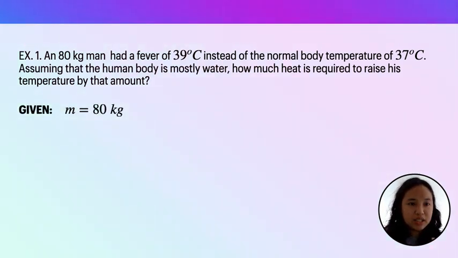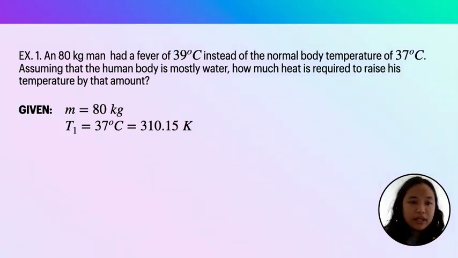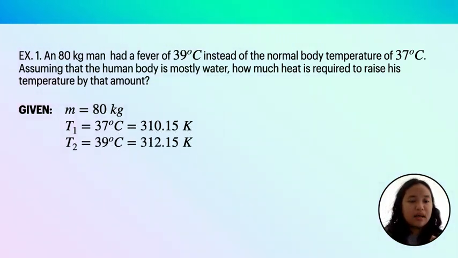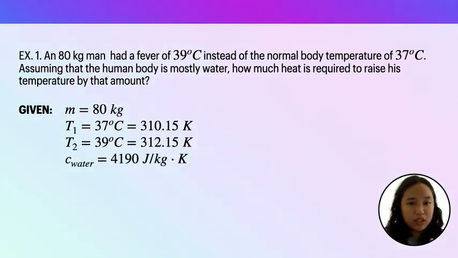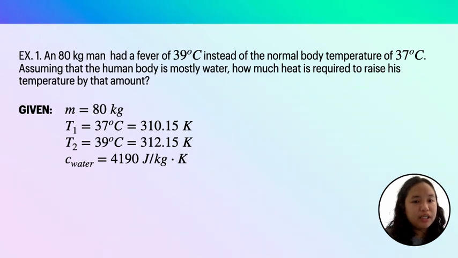Okay, so let's list the given. We have the mass, which is equal to 80 kilograms. We also have the initial temperature, which is equal to 37 degrees Celsius, or if we convert it into Kelvin, it becomes 310.15 Kelvin. We also have the final temperature, or T2, which is equal to 39 degrees Celsius, and converted again into Kelvin, it is equal to 312.15 Kelvin. Since we assume that the human body is mostly water, we will use the specific heat of water, which is equal to 4,190 joules per kilogram Kelvin.